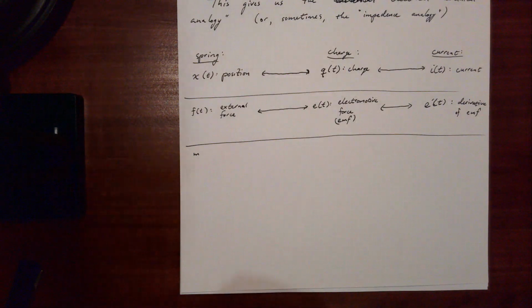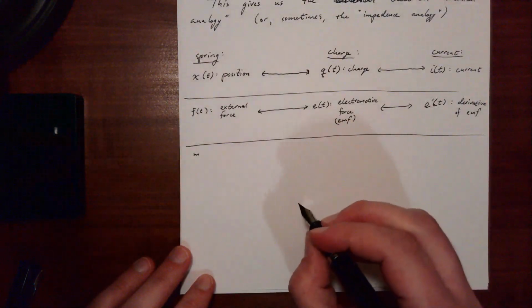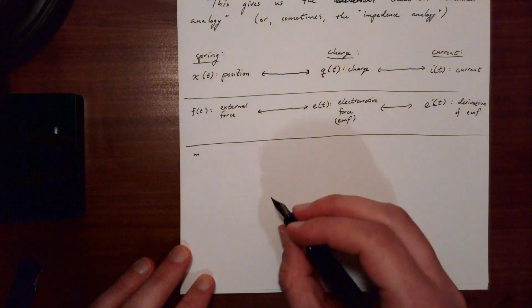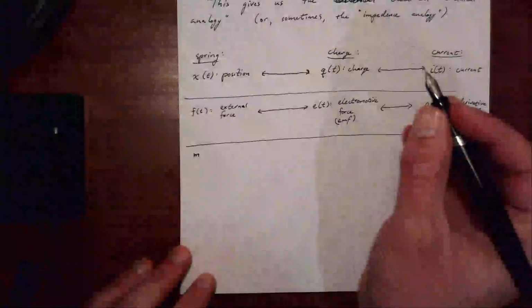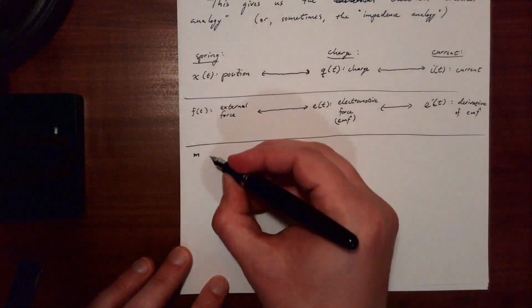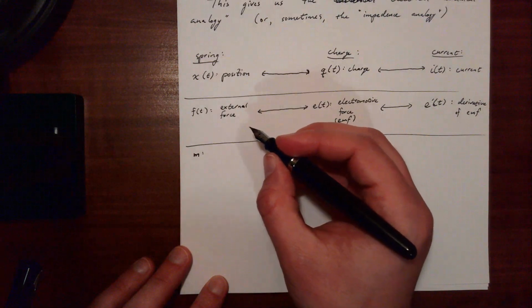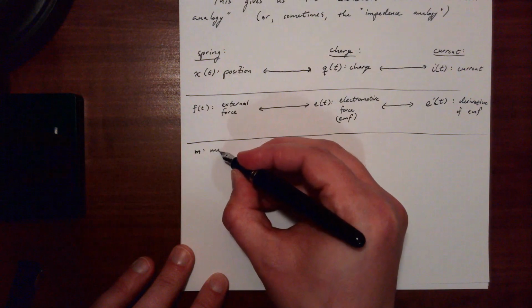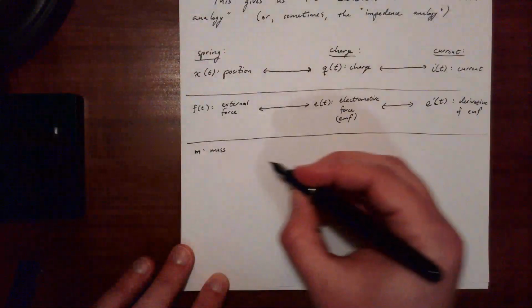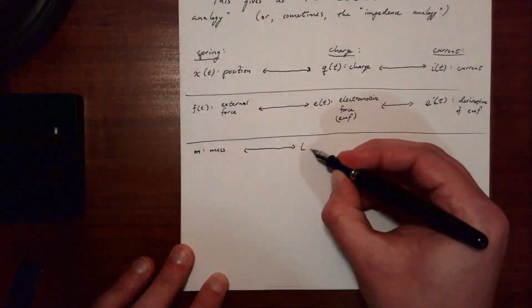Because for me at least, it's a lot easier to visualize what's going on with the spring than it is to visualize what's going on in an inductor or in a capacitor or in a resistor. And I always find this analogy particularly useful when it comes to trying to understand what exactly the different pieces of the circuit are doing. So, for example, mass, you'll see, corresponds with L, so the inductance.